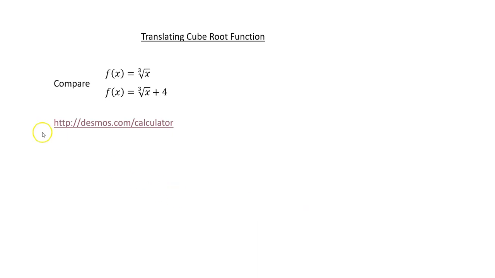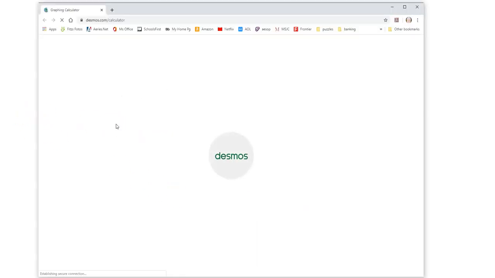Now, the next thing we want to do is translate the cube root function. Move it left or right or up or down. So we want to compare the two functions, f of x equals cube root of x and f of x equals cube root of x plus 4. What do you think will happen to the graph when we add plus 4 at the end of the function? Well, let's go to Desmos and figure this out.